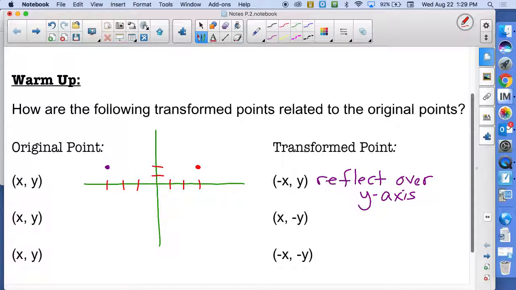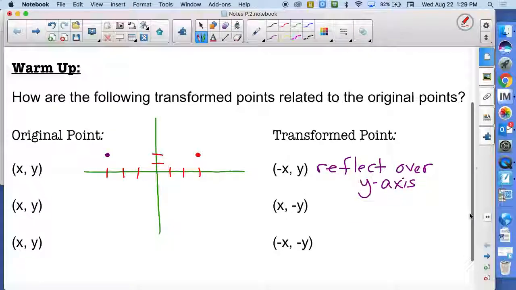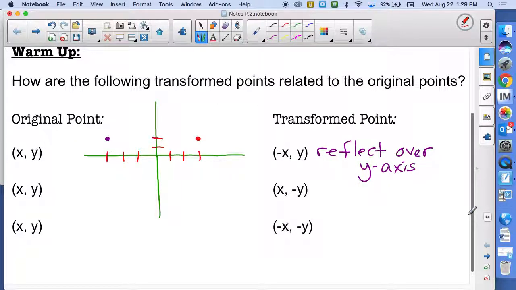So then the second one, we have (x, negative y). So that means we're down here. X is the same, but y becomes negative. So Jenna, what happens with that one? It reflects over the x-axis. Yeah.